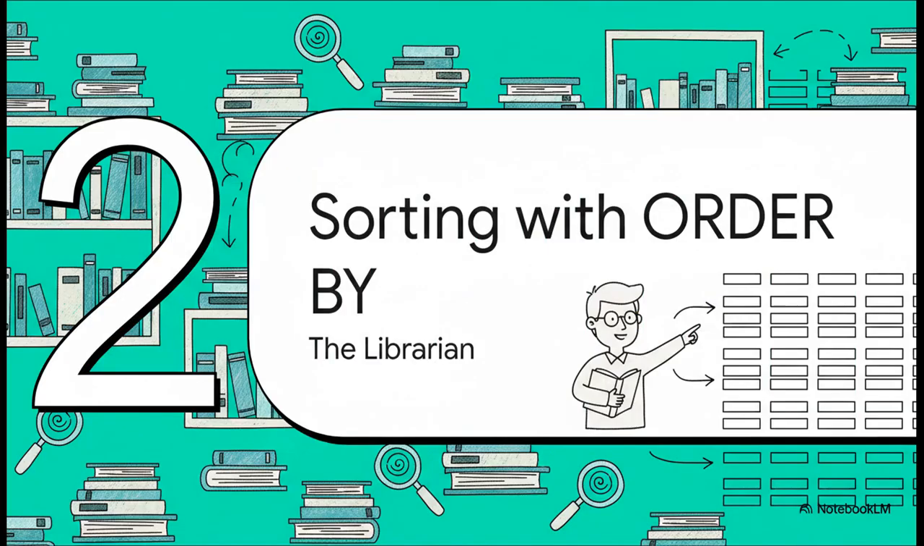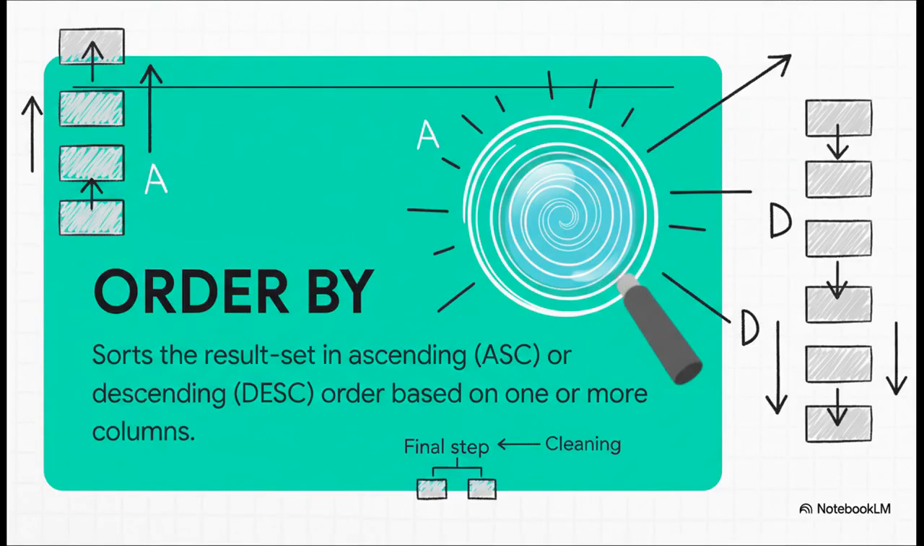Okay, so let's start with our friendly librarian, ORDER BY. This is your absolute go-to for making the results of your query readable and logical. You should really think of ORDER BY as the very last thing you tell the database to do. It's like the finishing touch. After all the hard work of filtering and calculating is done, you just say, hey, before you show this to me, just sort it by this column, will you? By default, it goes from smallest to largest, or A to Z, but you can easily flip that around just by adding DESC for descending.